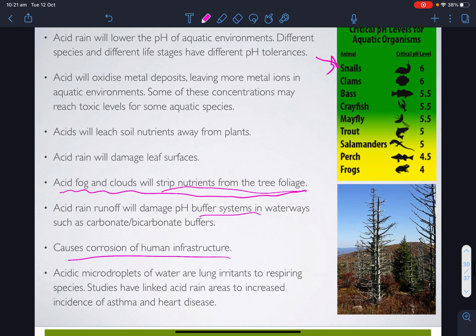And also acidic microdroplets of water. So for human health, we've done a bit of research. So they're lung irritants to all respiring species, okay? So to anything with lungs. So studies have linked acid rain areas to increased incidence of asthma and heart disease in humans. And of course that will relate to other animals that respire as well.